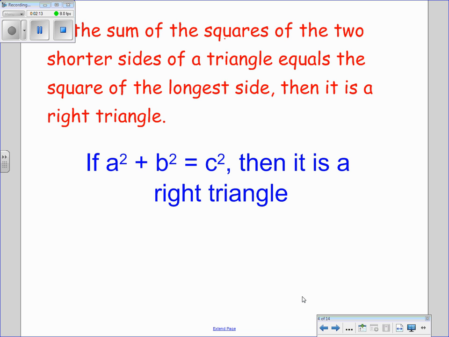Since we've labeled the sides, we also have another way of saying the same thing. If a squared plus b squared equals c squared, then it is a right triangle. Make sure you write that down too.